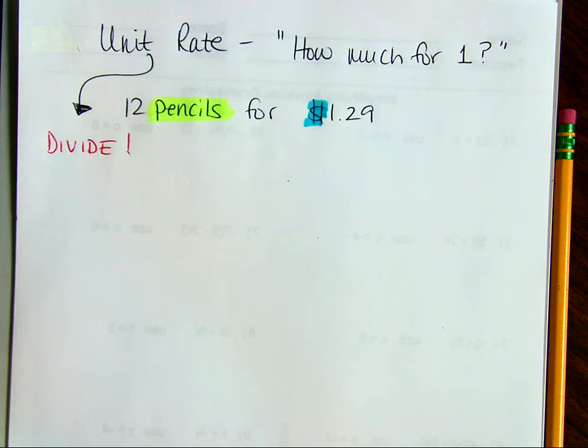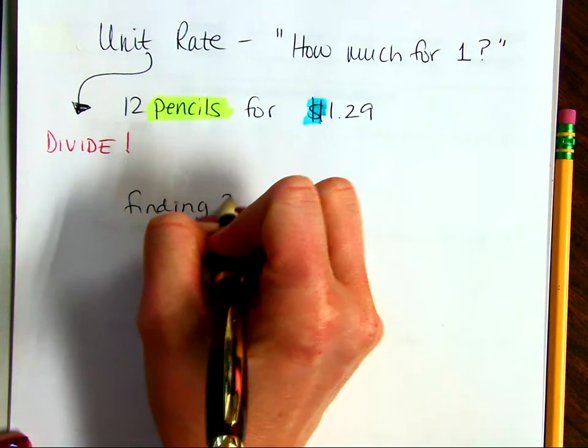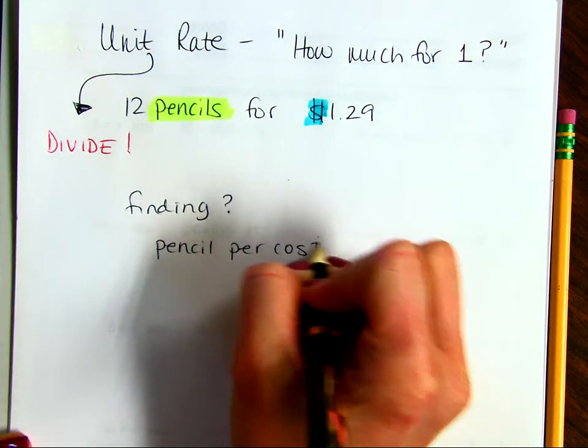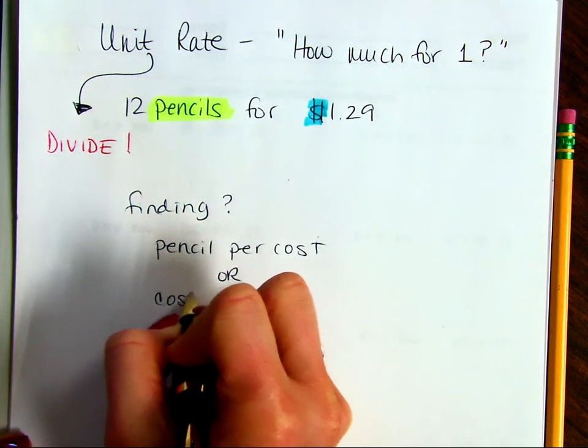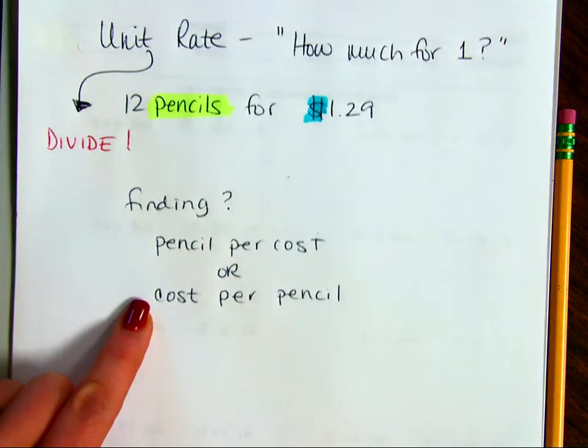And then I want you to say this two ways. Am I trying to find the pencil per cost or the cost per pencil? I cannot explain this. Every year it's so weird that I have a hard time trying to explain how to figure out which one sounds right. But did one just sound right to you? I'm going to say it again. Are we finding the pencil per cost, or are we finding the cost per pencil? Yes, it just sounds right, doesn't it?